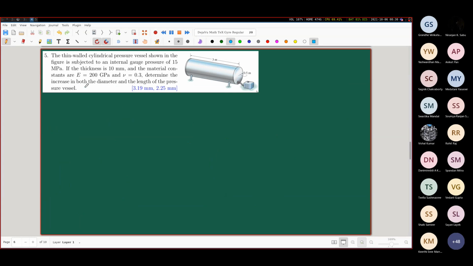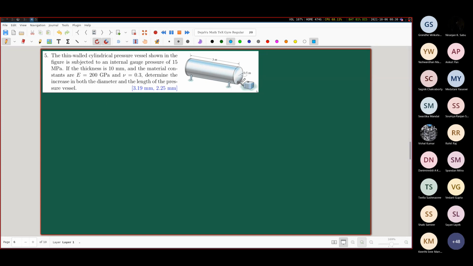Okay. The thin-walled cylindrical pressure vessel shown in the figure is subjected to an internal gauge pressure of 15 megapascals. Very good. So please note the magnitude, 15 megapascal. If the thickness is 10 millimeters and the material constants are Young's modulus equal to 200 GPa, nu equal to 0.3, determine the increase in both the diameter and the length of the pressure vessel.